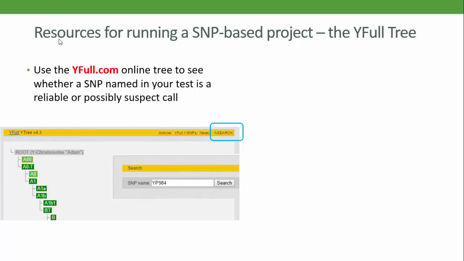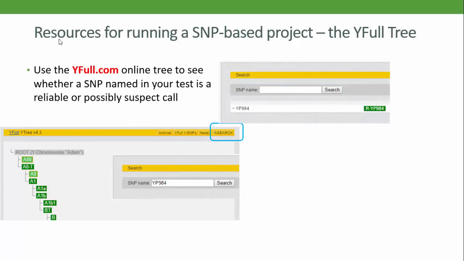A SNP called YP984 was very important to one branch of the Cummings surname. So we can click on search, and this will bring up the YFull search here, and we can see that this SNP so far occurs only once in the known human Y tree, and that's good, as it can therefore be a reliable branch marker not found in multiple positions. So if you have this SNP, you can be pretty well sure that you belong in this branch.